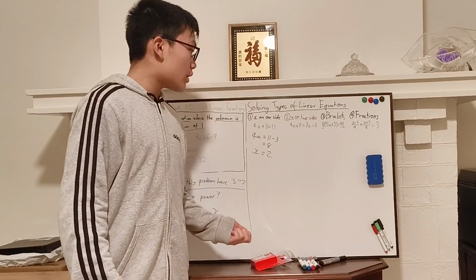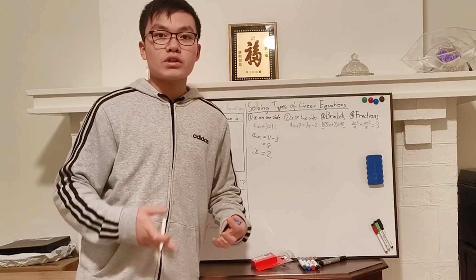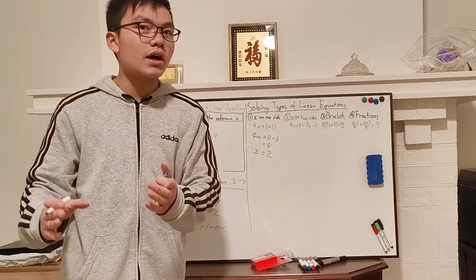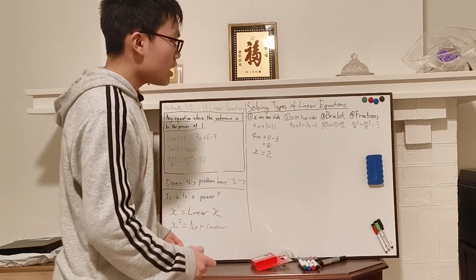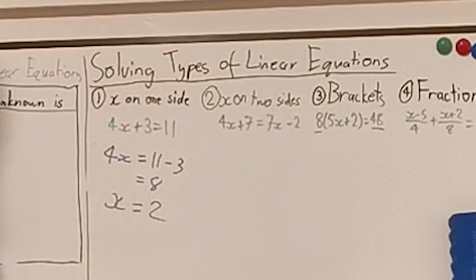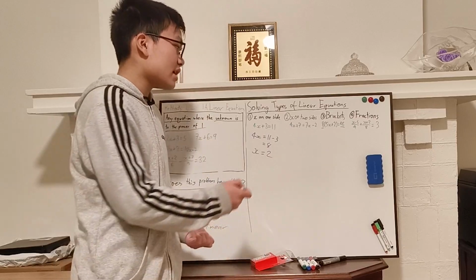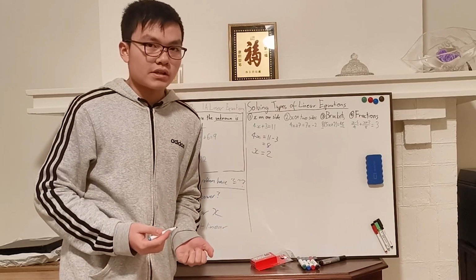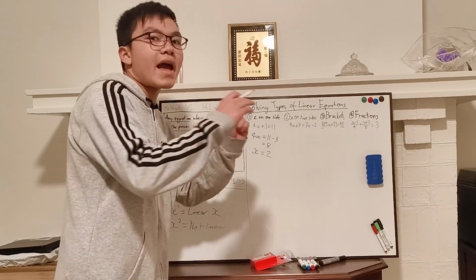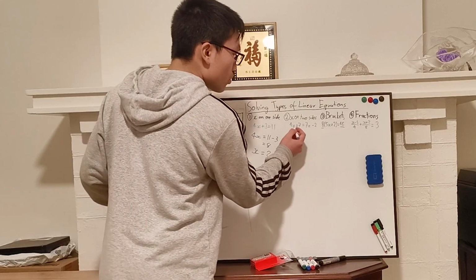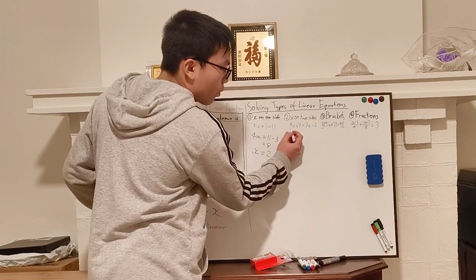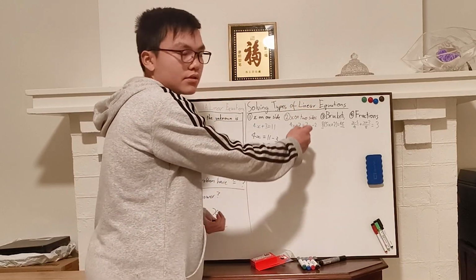Now here, this next type of linear equation that you're going to find in this chapter is going to be when x is on both sides of the equal sign. So in this example, we have 4x plus 7 equals 7x minus 2. Again, the same principles as the first example, in which we're going to rearrange the equation so that we make x equal something. So we can do this either way. So bring the 4x over to the other side, or bring the 7x over to the other side.